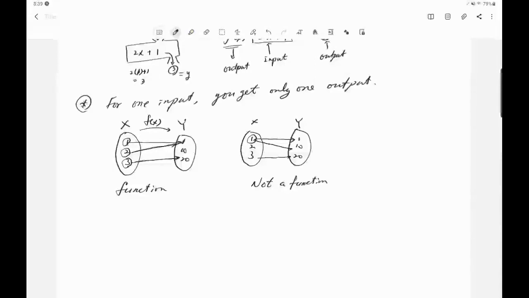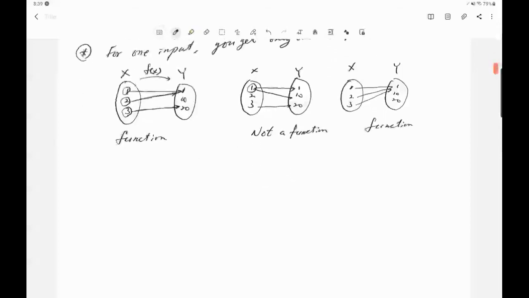Can you see it? How about this? Now 1, 2, 3, and 1, 10, 20, and everything goes to 1. Is this a function? Yes, this is a function, because as you see, each input has only one output, no matter what the output is. Each input value has exactly one output.